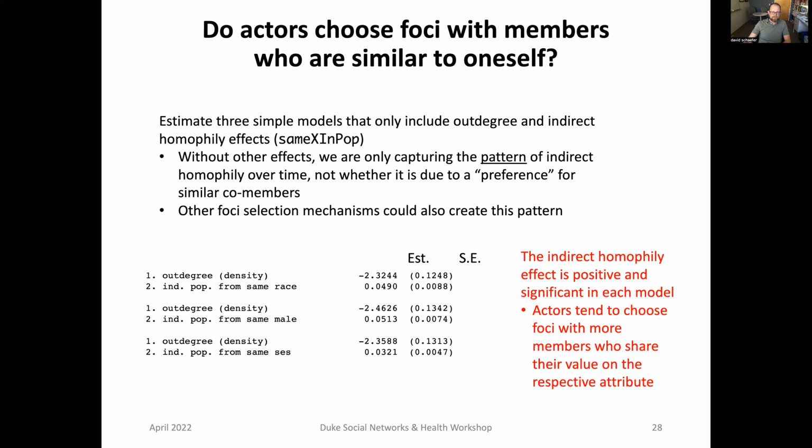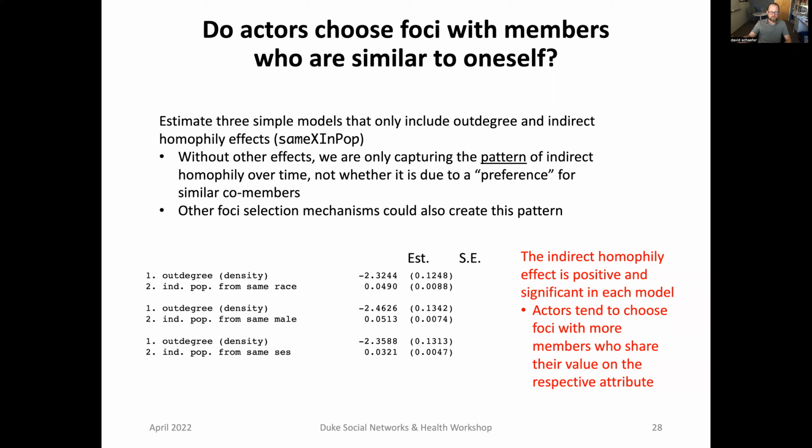Okay, and for all three of these, race, gender, and socioeconomic status, we do see significant effects, right? The estimate is more than twice its standard error for each of these. So we do see a significant effect in the positive direction. So there is a pattern whereby people of the same race, the same gender, and the same socioeconomic status tend to end up in the same activities, at least at greater than chance rates.